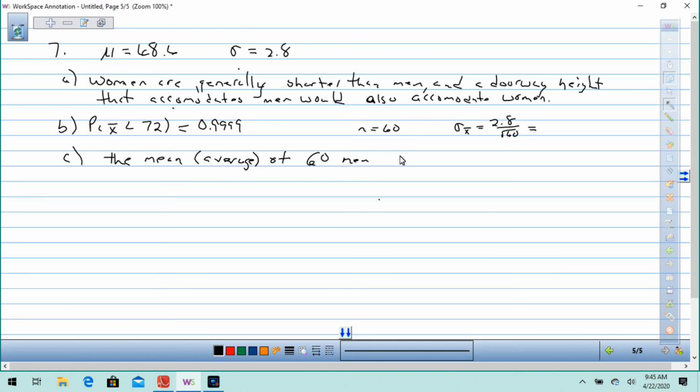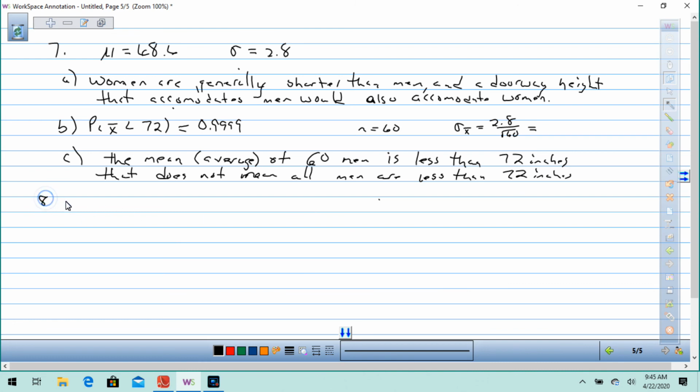The average of 60 men is less than 72 inches. That does not mean all men are less than 72 inches. At 6 foot, we all know several people that are taller than 6 feet. Several young men, maybe even a few ladies.